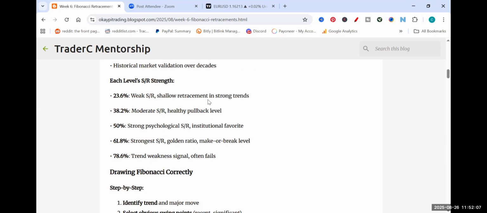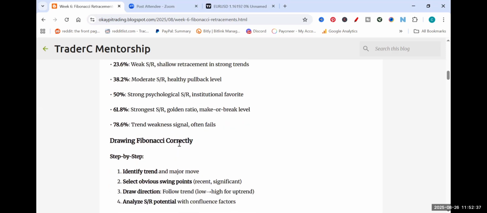And then we have each level's support and resistance strength. We said that 23.6% is weak support and resistance. It offers a shallow retracement in strong trends. 38.2% is moderate support and resistance. This is healthy, this is good. Remember, it is one of my main levels, the 38.2 and the 61.8%. It offers a healthy pullback level. And then the 50% is strong psychological support and resistance, which is an institutional favorite. And then 61.8% is the strongest support and resistance, the golden ratio, and it's make or break.